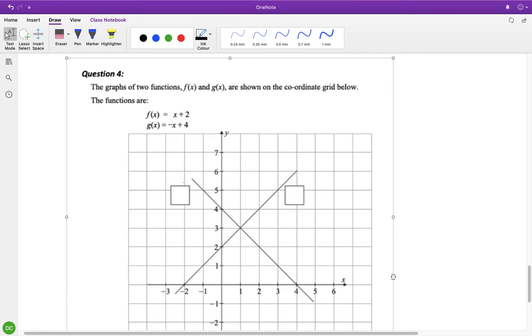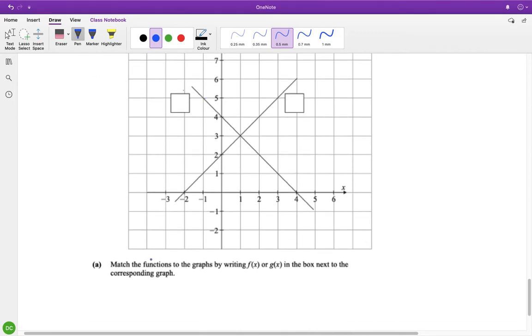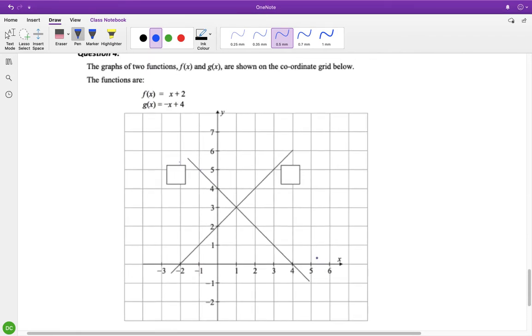The graphs of two functions f of x and g of x are shown in the coordinate grid below. Here's the two, so f is x plus 2 and g is minus x plus 4. The question says, match the functions to the graphs. This should be easy enough. See the way this has a 2 on it, and this graph goes through the 2? That means they match.